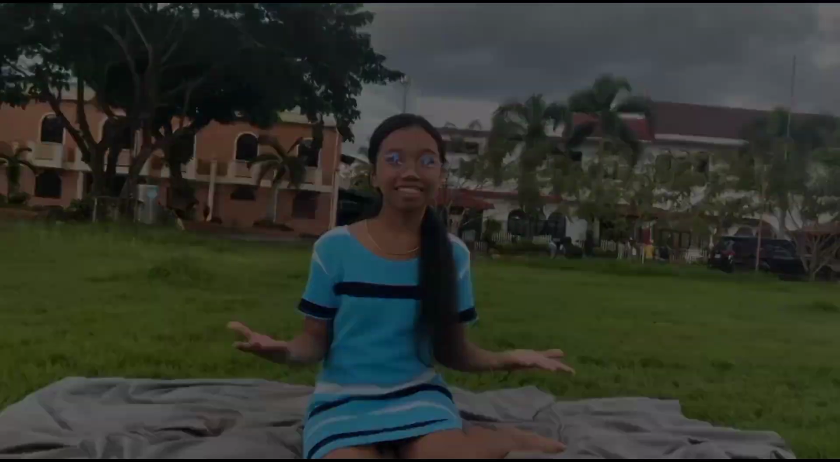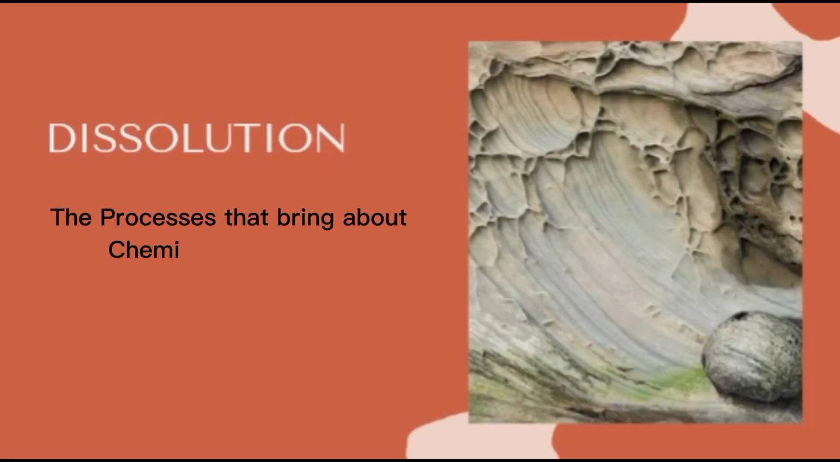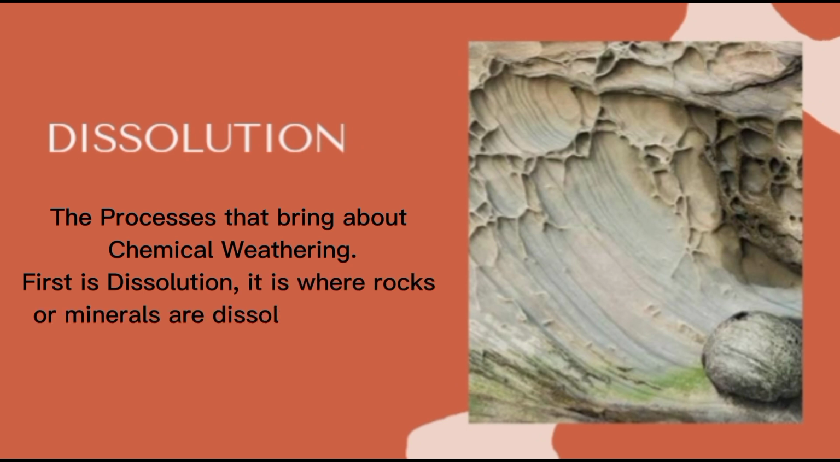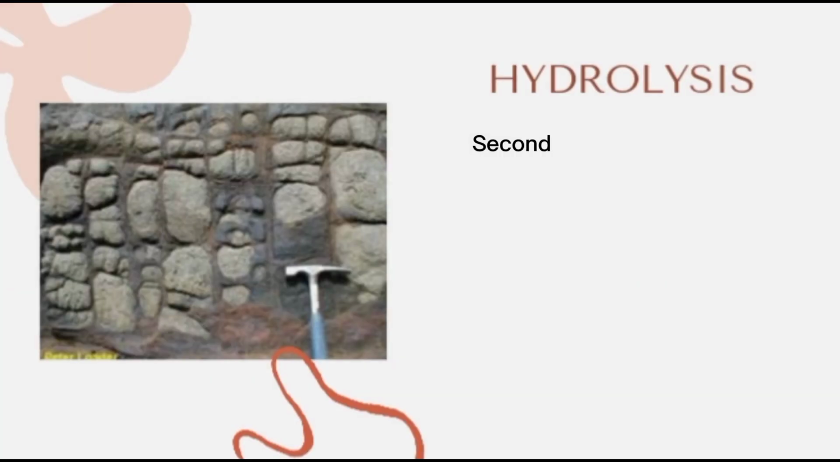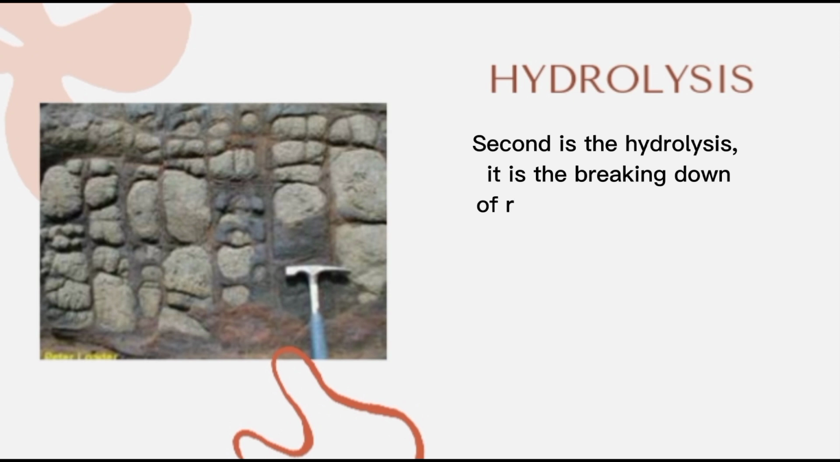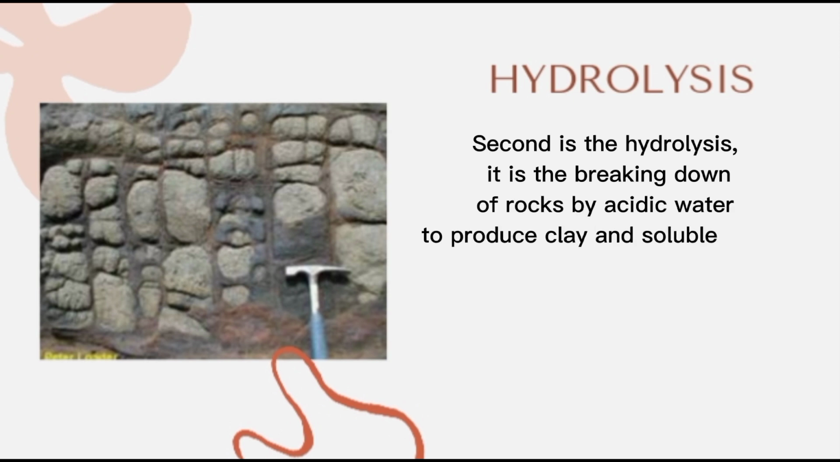There are processes that bring about chemical weathering. Are you ready? So let's start! The processes that bring about chemical weathering. First is dissolution. It is when rocks or minerals are dissolved by water, just like these pictures. Second is hydrolysis. It is the breaking down of rocks by acidic water to produce clay and soluble salts.